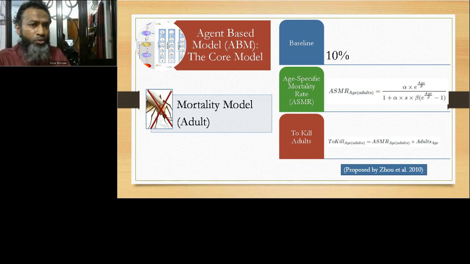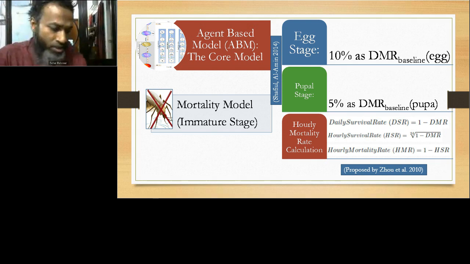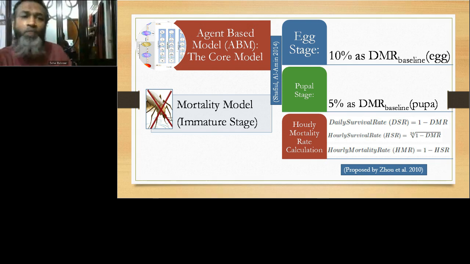Similarly, in our core model, we had to incorporate the mortality concept for immature stages as well. Immature stages means the egg, larval, pupal, and other stages. And for those as well, we have used previous knowledge as well as the new knowledge we gathered. And based on those, we have some equations which we incorporated within our model. All the details of these equations and the rationale thereof are too technical, and I'm not going to discuss them here.